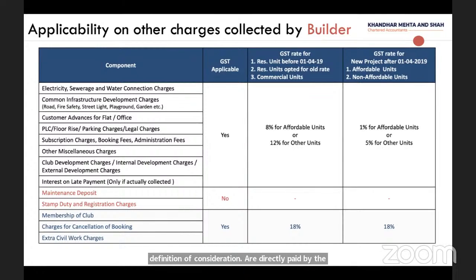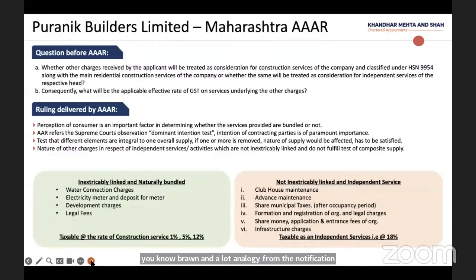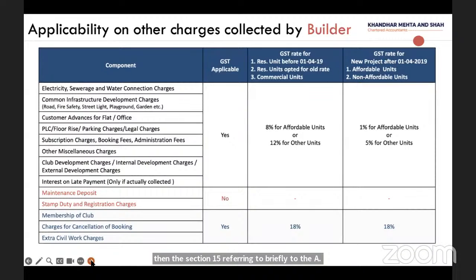Now, membership of club, charges for cancellation of booking, and extra civil work charges, according to me, are not covered under the basic rate of 8%, 5%, or 12%, and 18% should be applicable on this. So having drawn an analogy from the notification, then section 15, and referring briefly to the AAR of Puranik Builders, this is the summarization that we prepared, that the rate should be applicable in such fashion on different components charged by the developer.